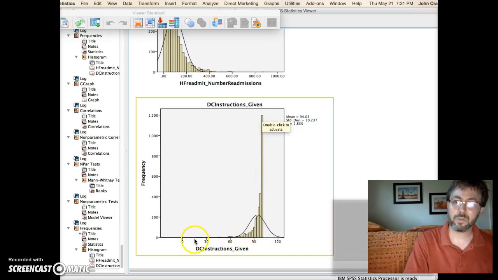You can see a few blips here, here. So very few observations at the lower ranges. But that indicates that these data are left skewed.